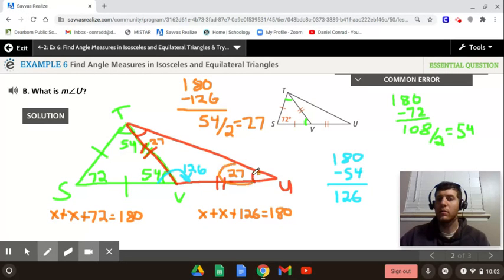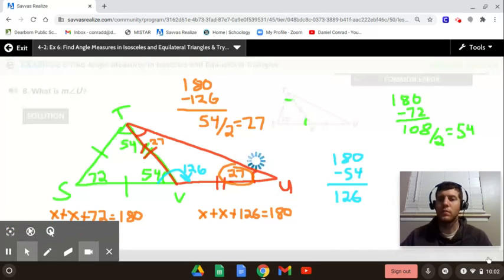Okay, and then what's the measure of angle U? It's going to be 27 degrees is going to be our final answer there. Right, and then you got your triads, which I think are very similar to the two examples we just did.